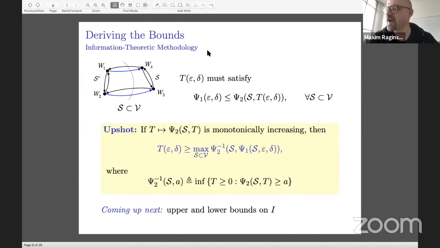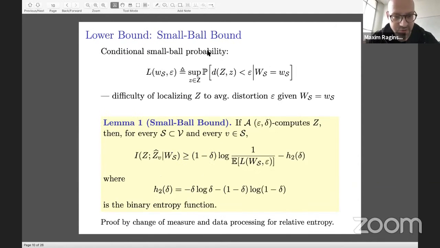So I'm going to describe first the lower bound, and then the upper bound, and then we'll see where that takes us. So for the lower bound, we refer to this as the small ball bound. And the name comes from a fundamental quantity that appears in this bound, which we call the conditional small ball probability. Now this quantity, which we denote here by L, we define it for any subset of the nodes, right?